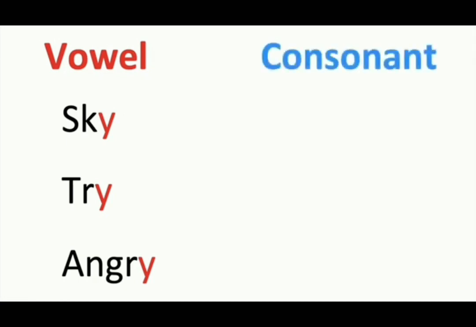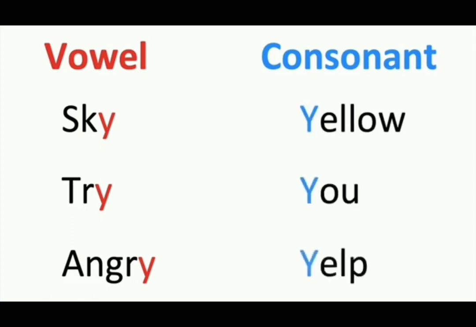The letter Y is considered to be a consonant when it comes at the beginning of the word and makes the yeah sound. For example, yellow, you, and yelp.